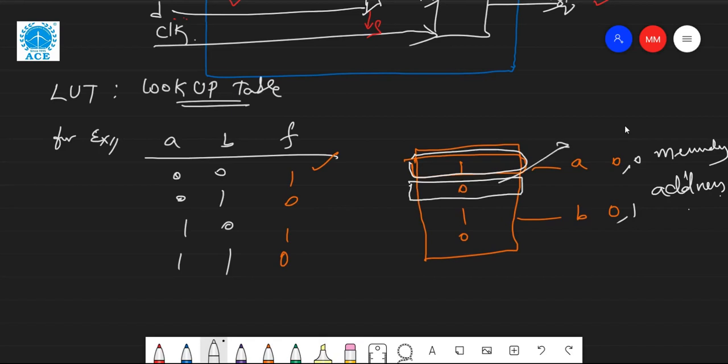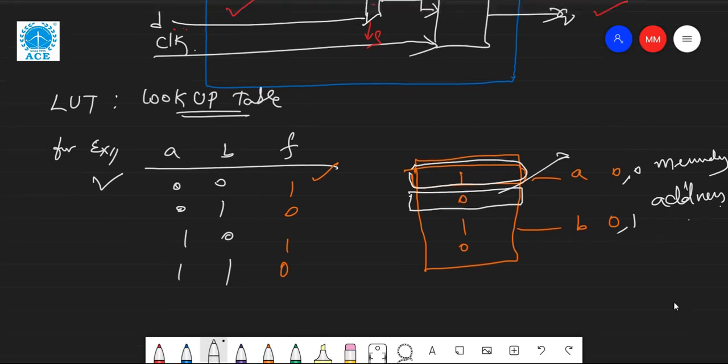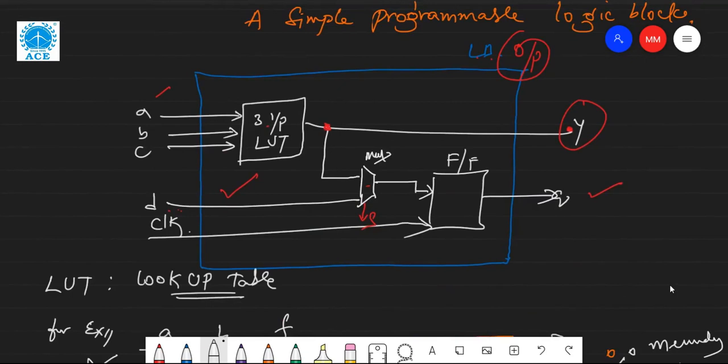Like that, the lookup table acts, okay. In the above diagram also it is the same thing. Whenever the inputs A, B, C are applied, the lookup table automatically looks into it, and whatever memory output you require, it sends to the output, or to a mux, okay. So this is a basic simple programmable logic block, okay.